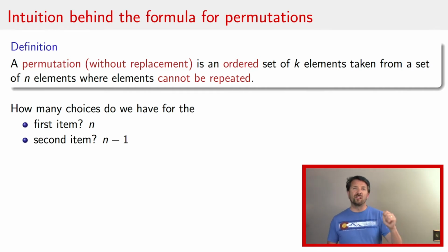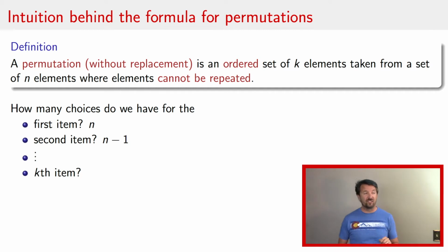If you continue this process on, you'll have n-2, then n-3, and so forth, until you get to that last element, that kth element, and you'll ask yourself, how many ways are there to choose that kth element? The formula will tell you that there are n minus k plus 1 ways to choose that last element. That's because there's going to end up being n minus k cards left after you choose that kth element.